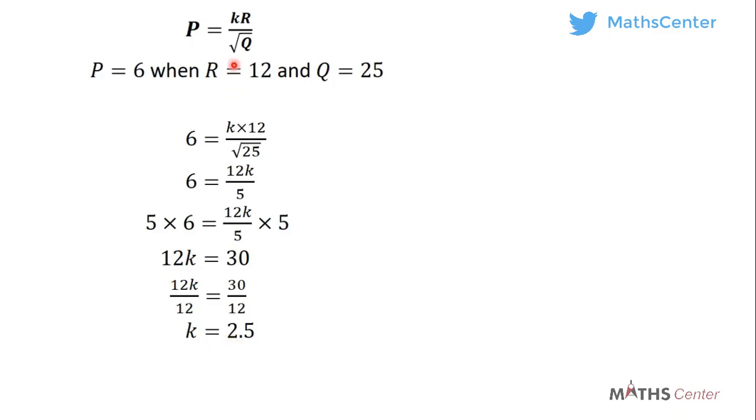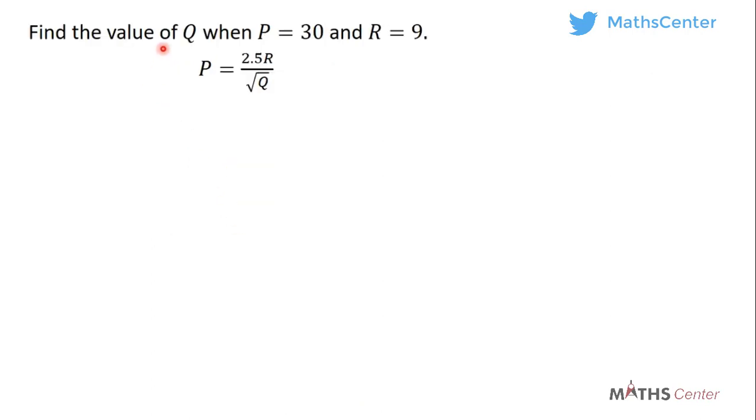So if K is equal to 2.5, it means that we can replace this K here with 2.5. So P is equal to 2.5R divided by the square root of Q. We now have the equation connecting P, R, and Q. The question said we should find the value of Q when P is 30 and R is 9. But we have found out that P is equal to 2.5R divided by the square root of Q. This means that if we replace P with 30 and R with 9, we can find the value of Q.